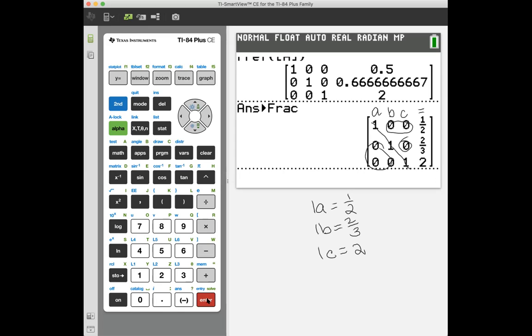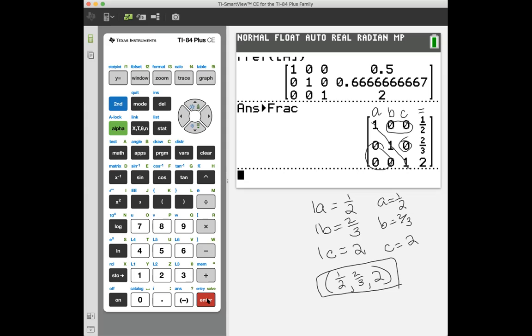Okay, and notice here we have our answer. A equals 1/2, B equals 2/3, and C equals 2. If we wanted to write this as an ordered triple, so that's like an ordered pair, but there's 3 of them, we would write it as 1/2, comma, 2/3, comma, 2. And we always write our ordered triples in alphabetical order unless stated otherwise. Okay, so if it's not going to be in alphabetical order, it will say on the instructions.